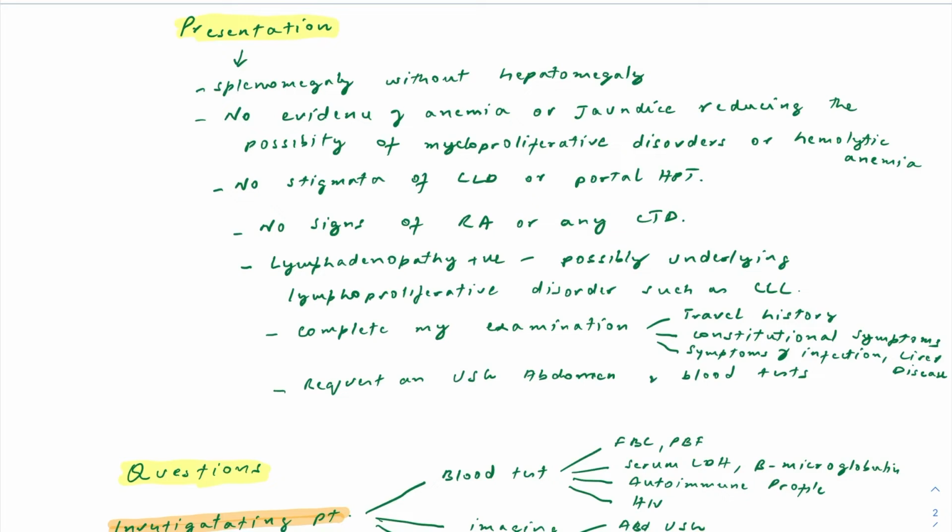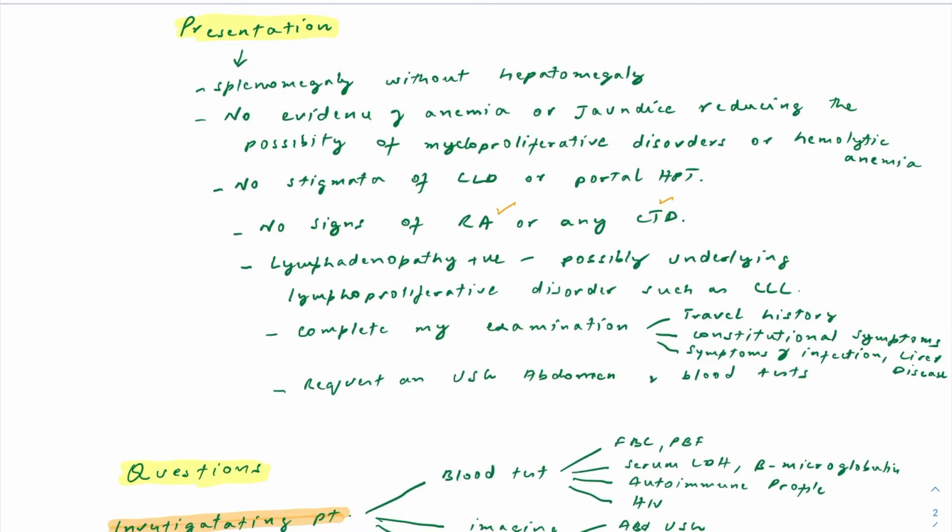Like we say, there is no evidence of anemia or jaundice, which reduces the possibility of either myeloproliferative disorders or hemolytic anemia. There are no stigmata of chronic liver disease or portal hypertension, and there are no signs of rheumatoid arthritis or any other connective tissue disease. So these are the important negatives which you must mention, because then the examiner will know that you're looking for these causes for the splenomegaly.